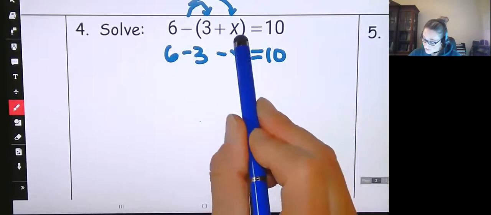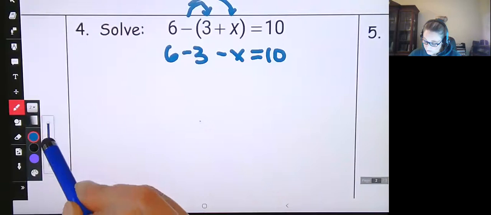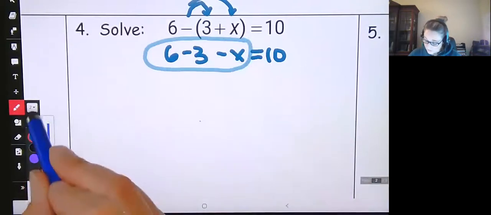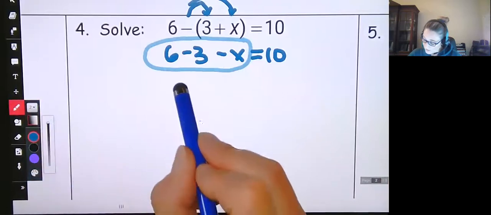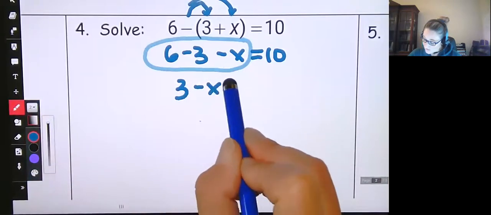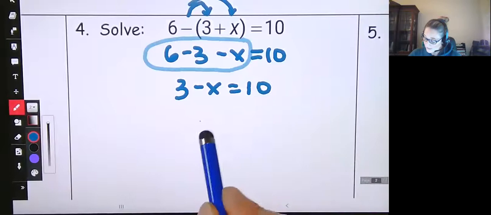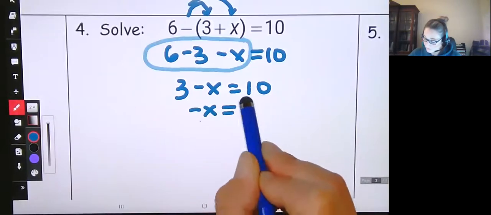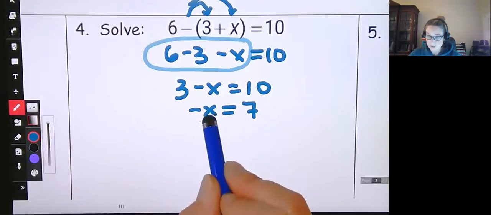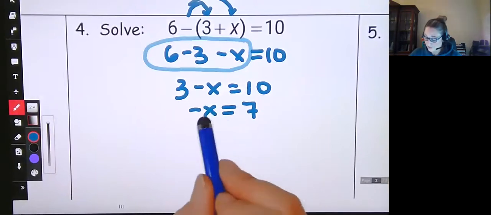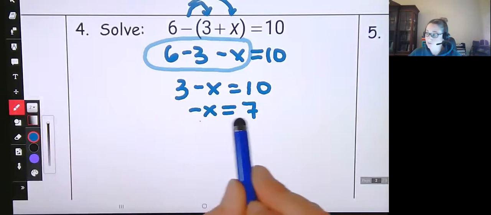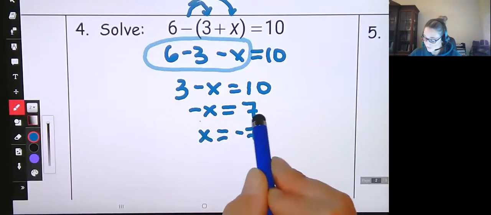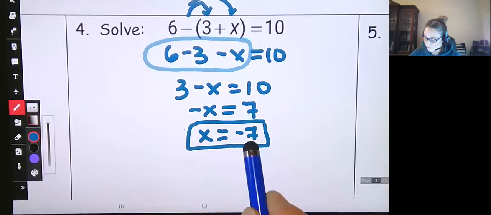And then on this side, you want to combine like terms. So these are on the same side. So I am going to end up getting 3 minus x is equal to 10. I'm going to subtract 3 from both sides, so I'm going to get negative x is equal to 7. And anytime you have negative x, we want positive x. So you can think of dividing by negative. I get x is equal to negative 7. And that's going to be your answer.